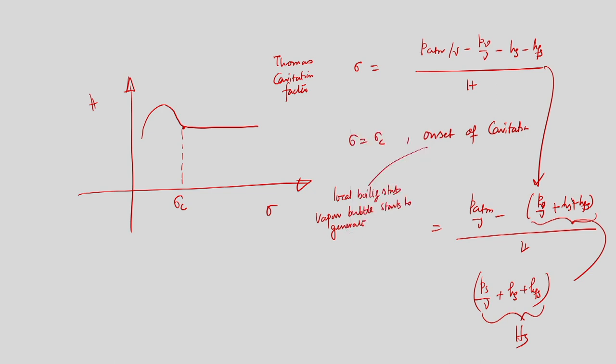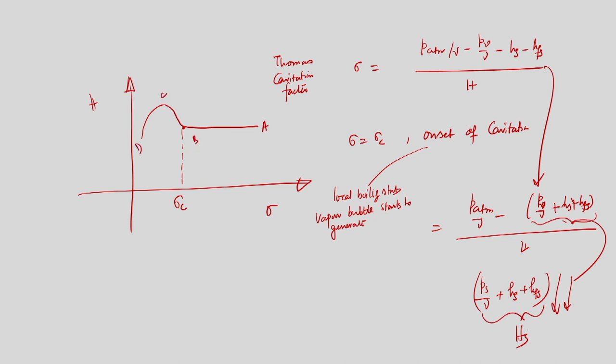So when we reduce the sigma value by changing this static head, if I reduce this quantity Ps/γ plus Hs plus Hfs, and it becomes Pv/γ plus Hs plus Hfs, that means if I reduce sigma to sigma C, this quantity reduces, and when Ps becomes Pv, that is the onset of cavitation, the vapor bubble starts. Now we can see, this is A, this is B, this is C, and this is D.